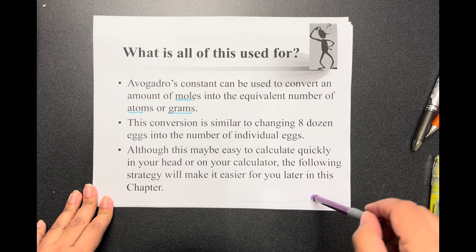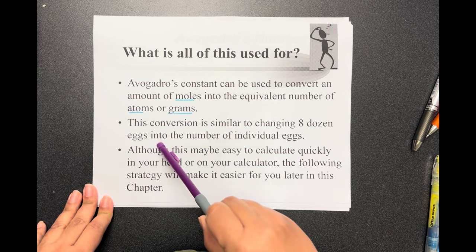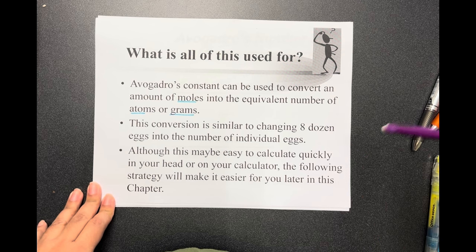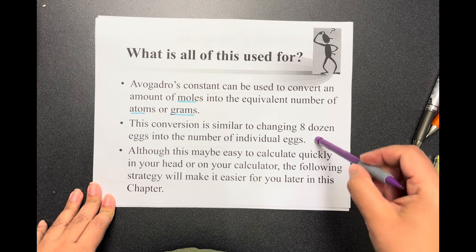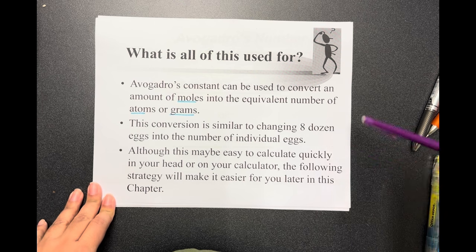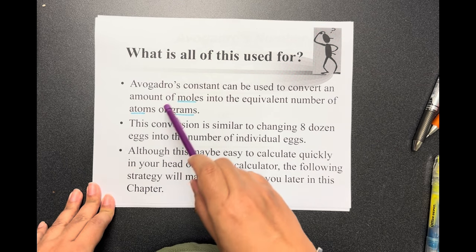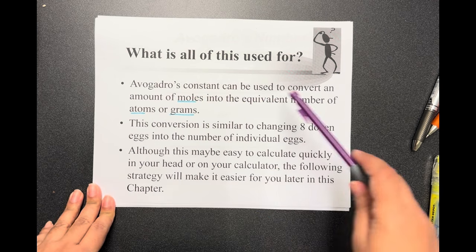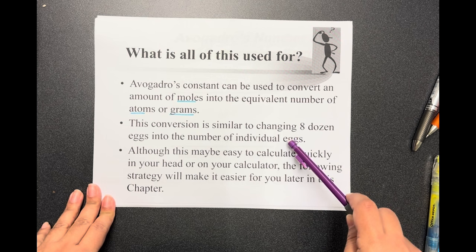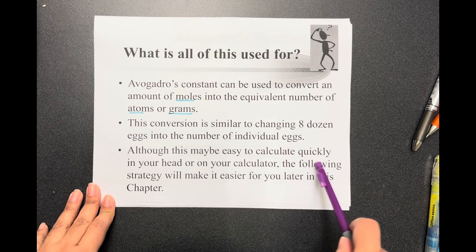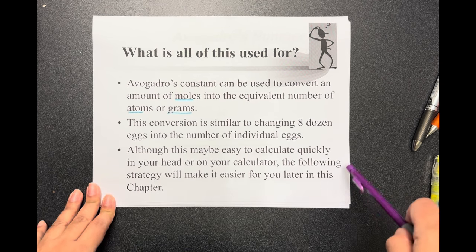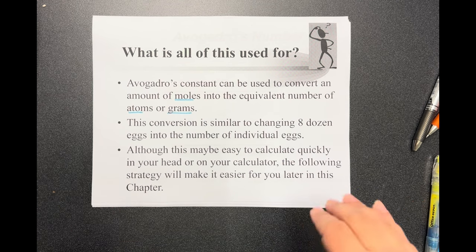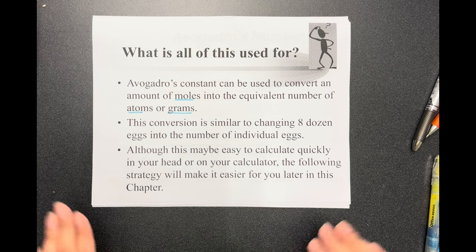This conversion is similar to changing, for example, 8 dozen eggs into the number of individual eggs. So if I say I have 8 dozen eggs, how many actual eggs do I have? This will be the same conversion, or the same steps that you would take to figure out how many atoms I have in a specific amount of moles, or how many moles I have in a specific amount of atoms. Although this equation, from 8 dozen to the amount of eggs, is easy to calculate, and you can quickly do it in your head or in your calculator, I'm going to teach you how to set it up, a strategy to set it up. We're going to use it in this chapter, the mole, and also in the next chapter.